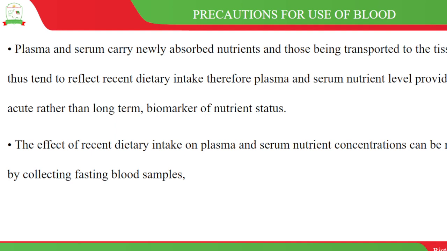So we look at precautions for the use of blood again. We have plasma and serum. They carry newly absorbed nutrients that are being transported to the tissues, and thus tend to reflect recent dietary intake. Therefore, plasma and serum nutrient levels provide acute rather than long-term biomarkers of nutrient status. So whatever is in the blood provides more of an acute picture of nutrient status, because there is a way everything is transported from the tissue to the blood, and everything can be regulated in the system.